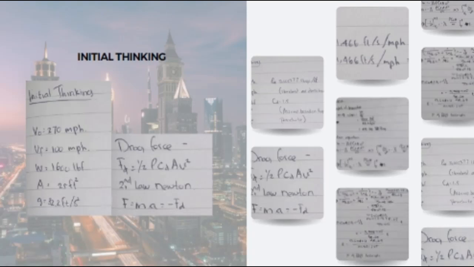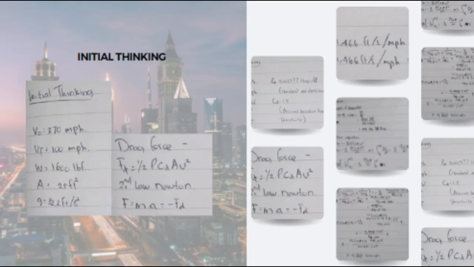Here we have the initial thinking. So the initial thinking of this problem is V0 is 270 mph, the Vf is 100 mph, the W is 1600 lbf, the area is 25 feet squared, and the gravity, it is actually the acceleration of gravity, which is 32.2 feet per second squared.